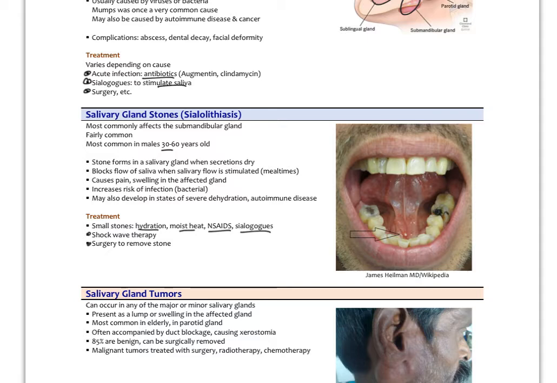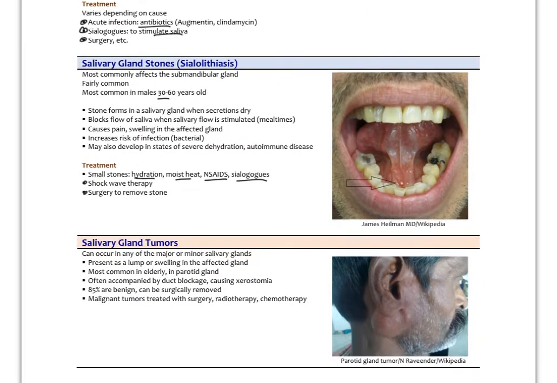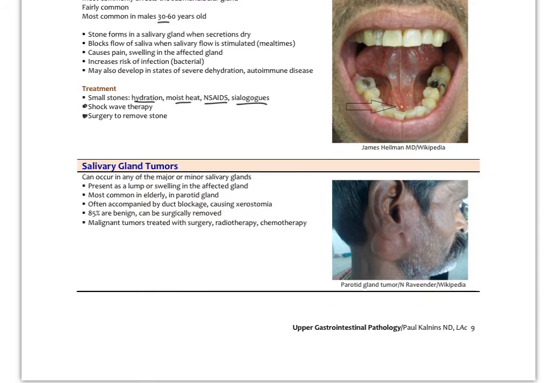sialolithiasis. And then the final thing would be salivary gland tumors. And these can occur in any of the 3 major salivary glands or any of the thousands of minor salivary glands scattered throughout the mouth, the oral cavity. They usually present with a lump on the affected side. Usually this is a parotid gland tumor below the ear there. More common with older patients.